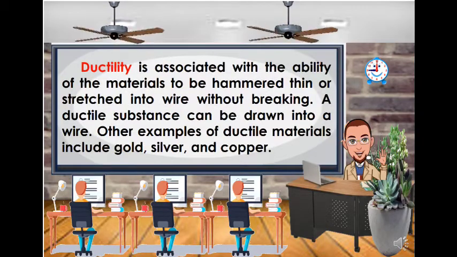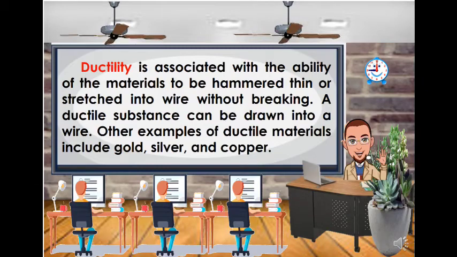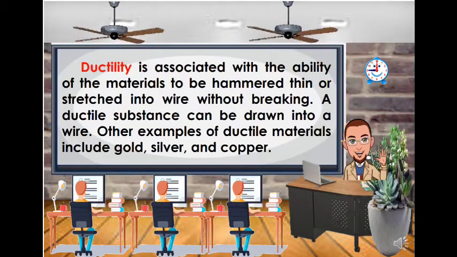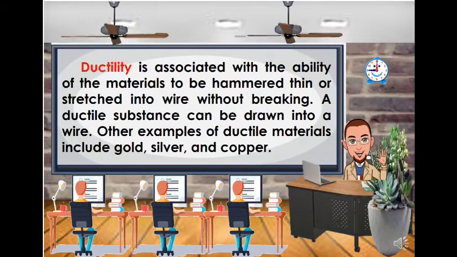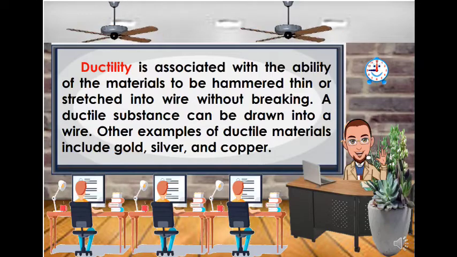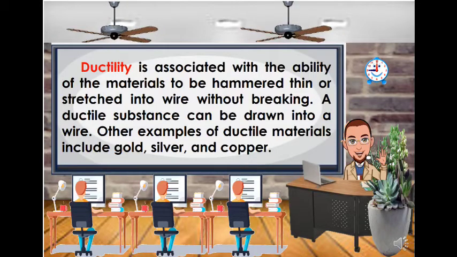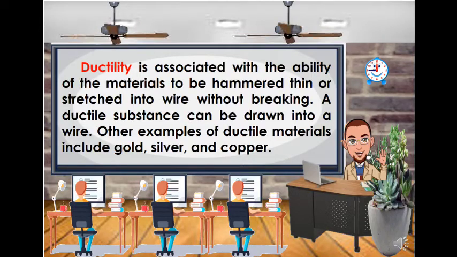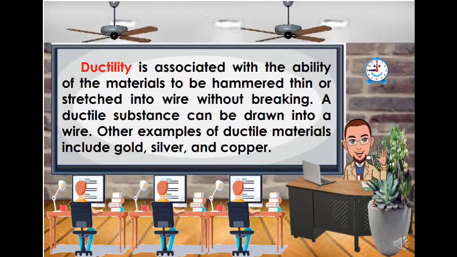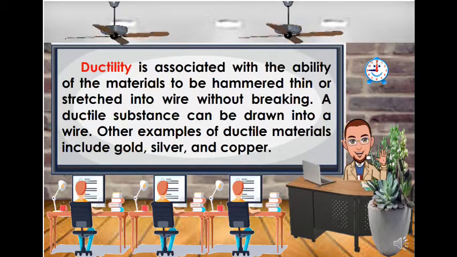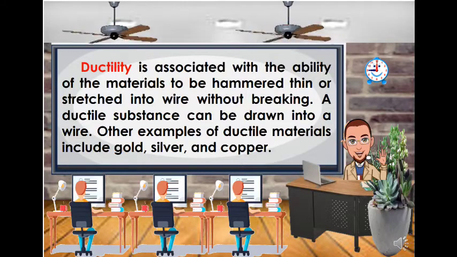Okay, ductility is associated with the ability of materials to be hammered thin or stretched into wire without breaking. A ductile substance can be drawn into a wire. Examples of ductile materials include gold, silver, and copper.